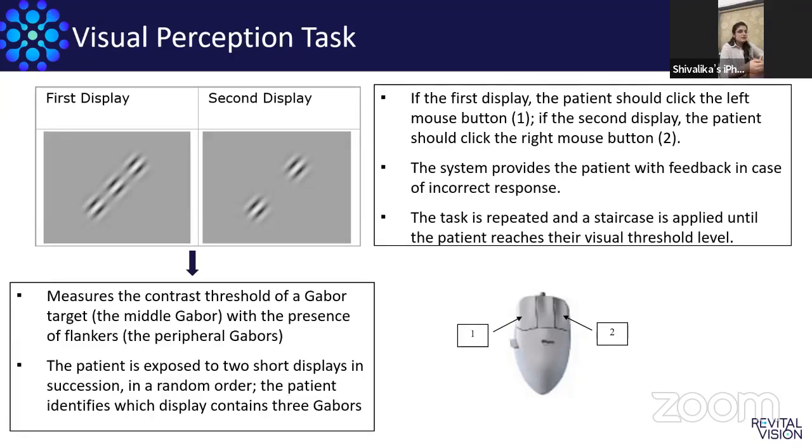The task will be repeated in a staircase method, based on trial and error of different types of Gabor patches: different contrast, different size, and different number of Gabor patches. This is as simple as the task is: first display or second display, press one or two. In case an incorrect response is given by the patient, the system will provide the patient with feedback.